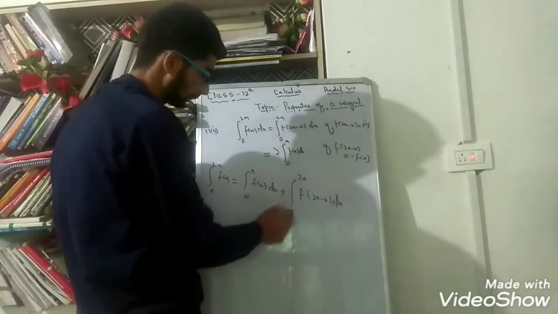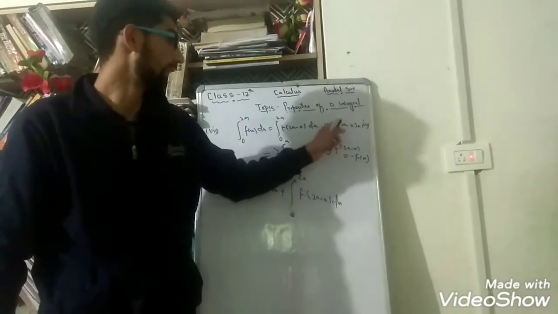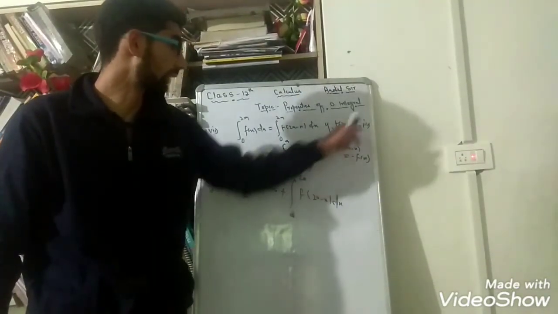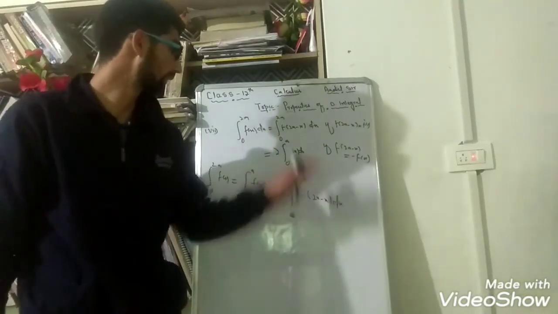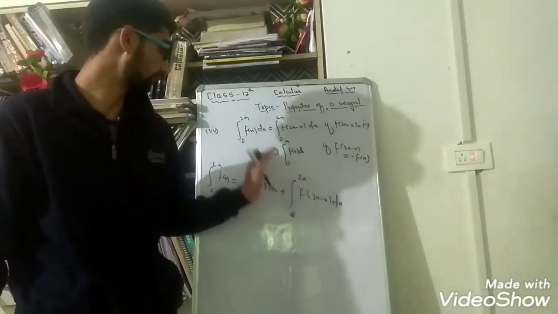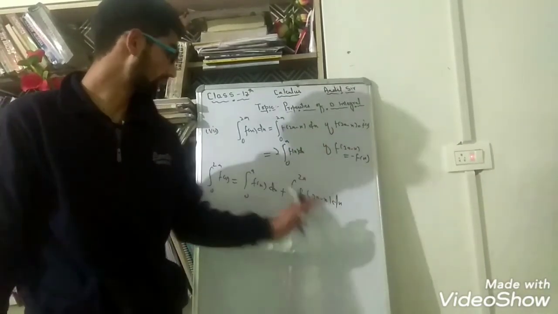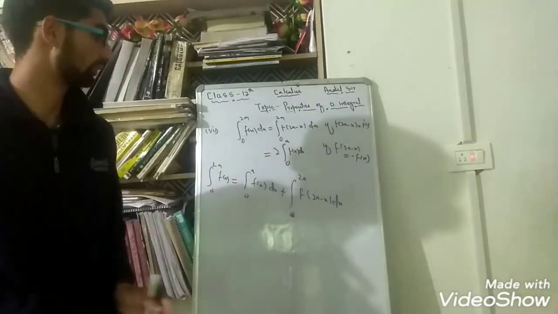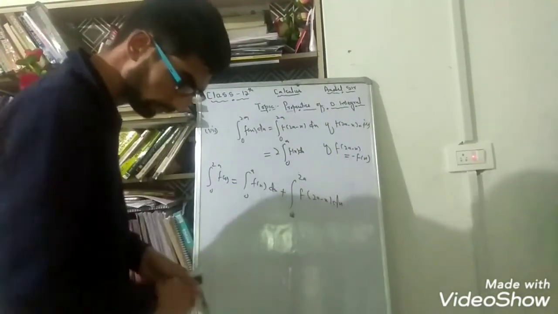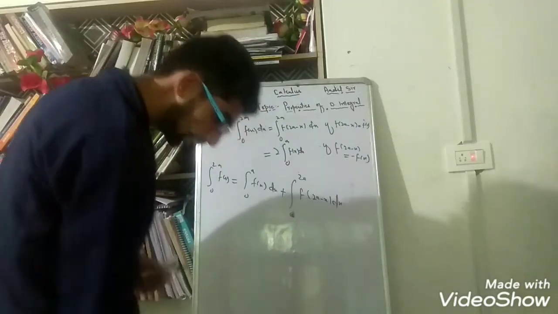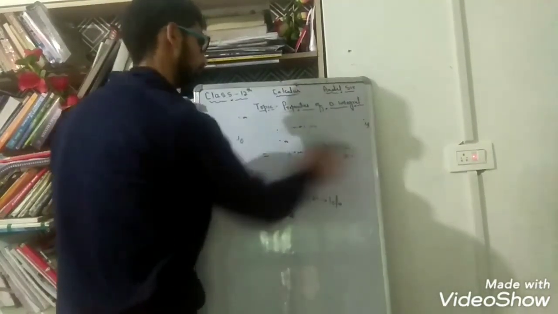Now you can substitute the values here. When f of 2a minus x is equal to f of x, you will get the integral from 0 to 2a of f of x as twice the integral from 0 to a. Otherwise, with f of 2a minus x equal to minus f of x, the terms cancel out and you get 0. So you can simply use another property, property number 8. This is very easy. You can do it.